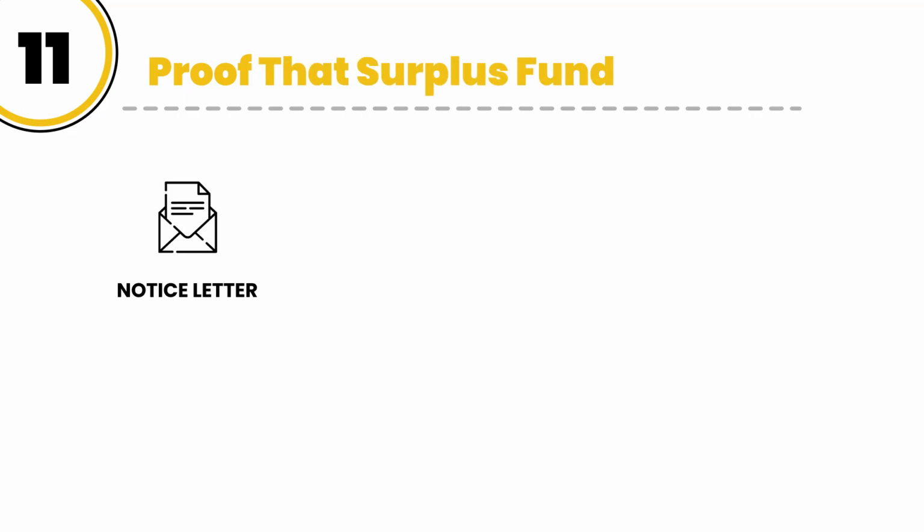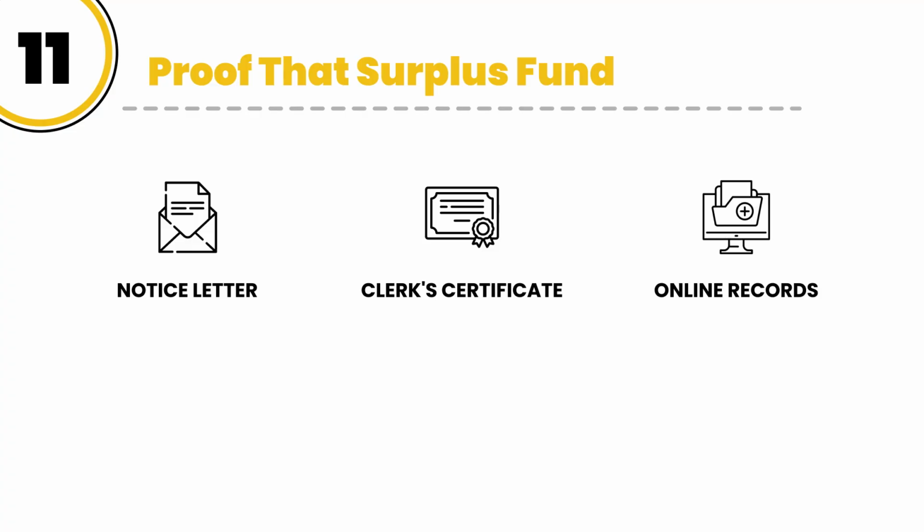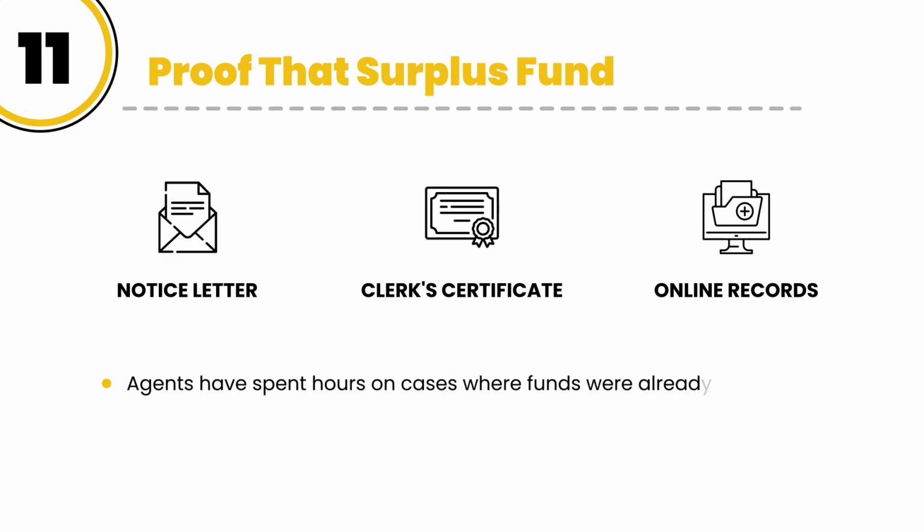11. Proof that surplus funds exist. This might be a notice letter that was mailed to the former owner, a clerk's certificate of surplus, or a balance showing in the county's online tax deed or foreclosure records. I have seen agents build out an entire file for a case where the funds had already been claimed by someone else. That is time you are never getting back.